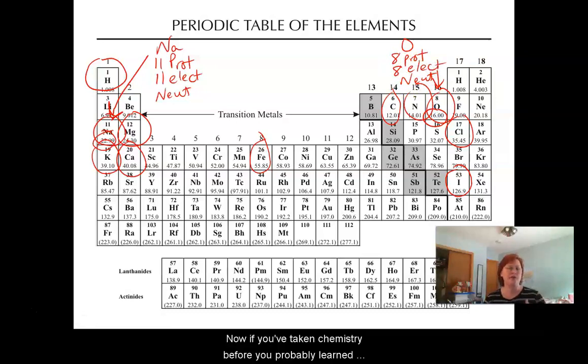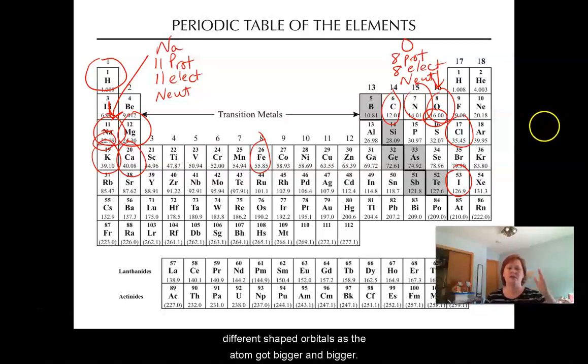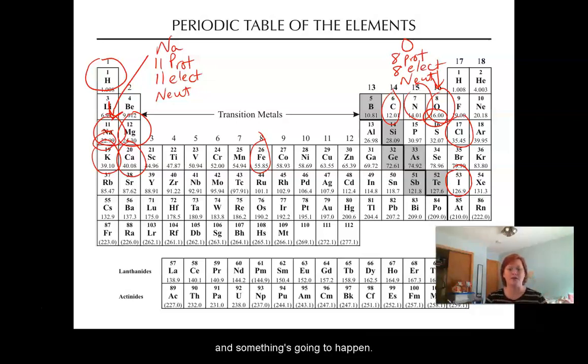Now, if you've taken chemistry before, you've probably learned it can get pretty complicated with figuring out where those electrons are located. And so you learned about different shaped orbitals as the atoms got bigger and bigger. We're going to keep things really simple because in the end, what we really care about for physiology is whether or not that atom is going to want to react with another atom and therefore give us some kind of bond or chemical reaction and something's going to happen, because that ultimately is physiology.